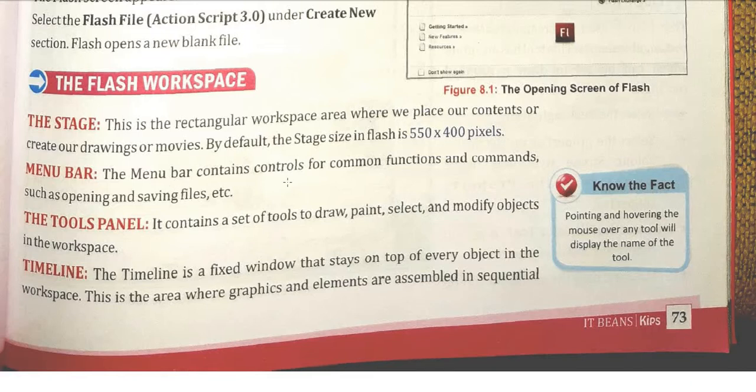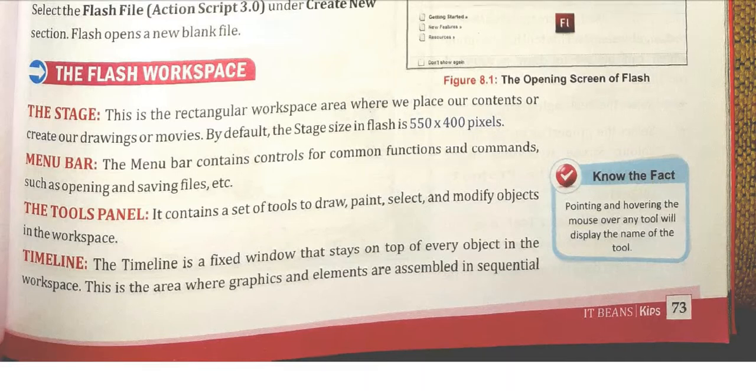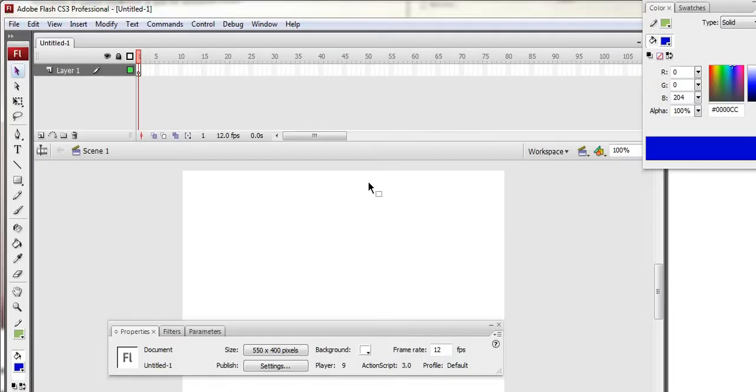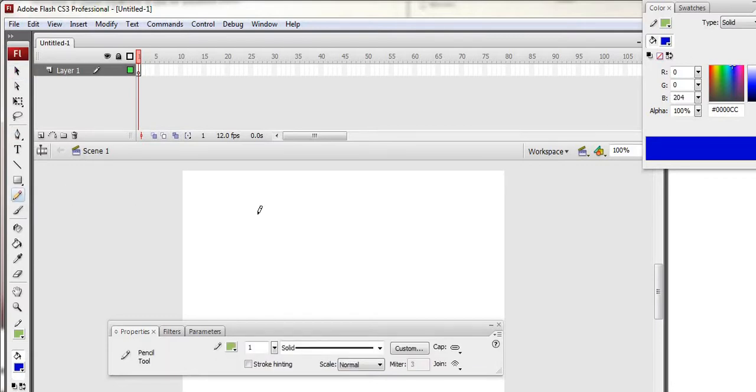The menu bar contains controls for common functions and commands such as opening and saving files, as we had done in other software also, like Word, Paint and all. Now the tools panel. The tools panel contains a set of tools to draw, paint, select and modify objects in the workspace, right? Suppose I want to draw something. This is the pencil, right? I am drawing something like this.